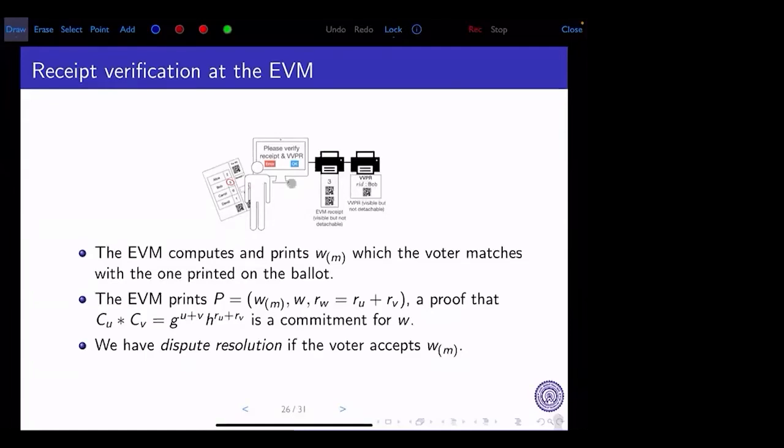At this stage, you can cancel, in which case both will be marked canceled and discarded, and you'll be asked to vote again with a new ballot. Or you can say OK. If you say OK, then this VVPR will drop into the VVPR sack. And you are given a printout in a QR code, since the CU is on your ballot already. You are given a printout of the keys for RU plus RV, and you are given a proof that CU star CV is a commitment for U plus V. So you are given a mathematical proof for this, which is part of your receipt.